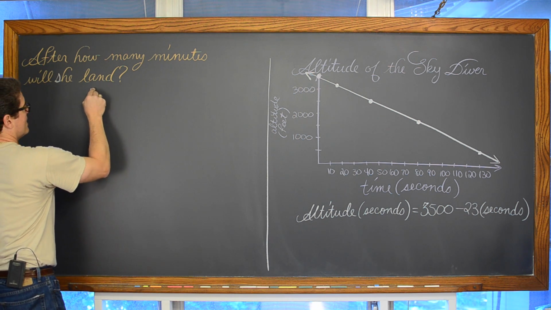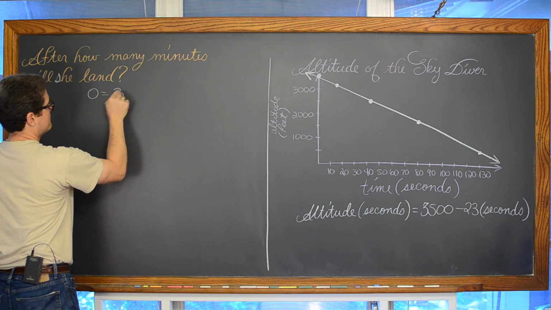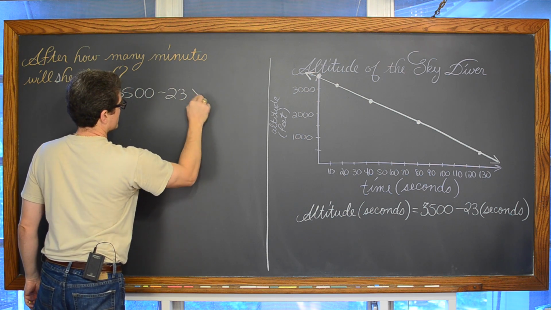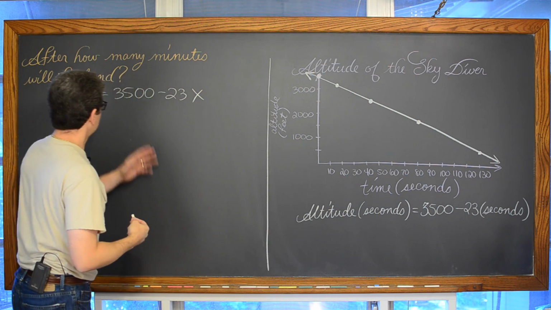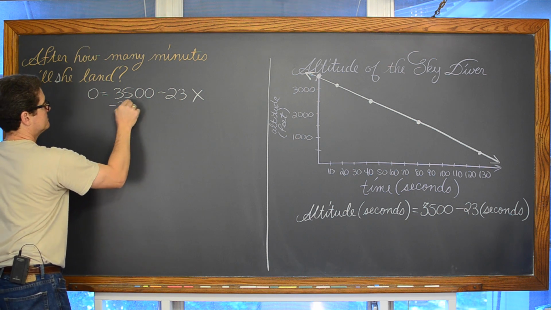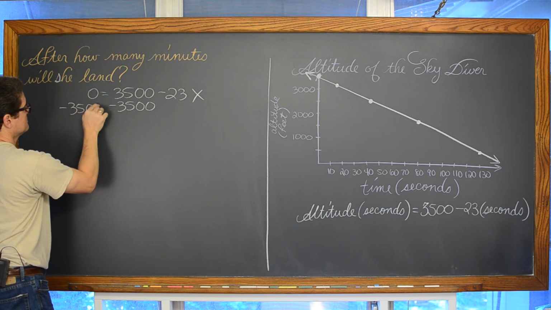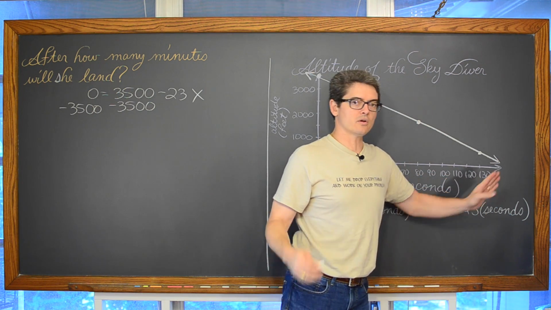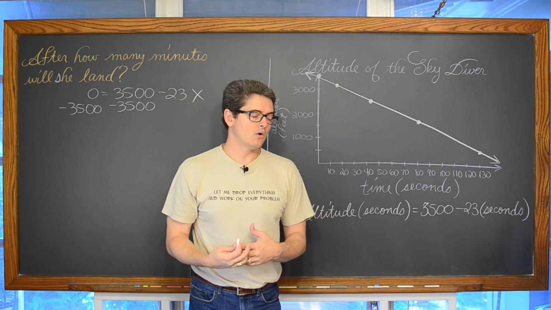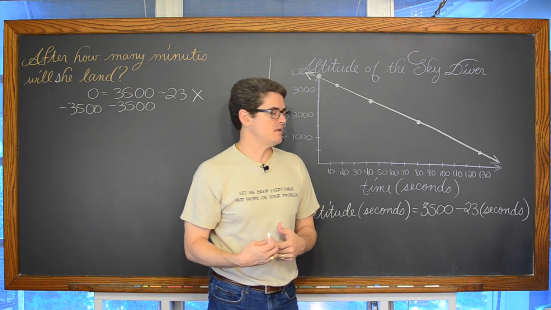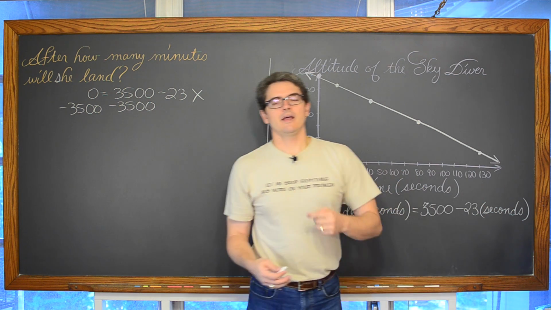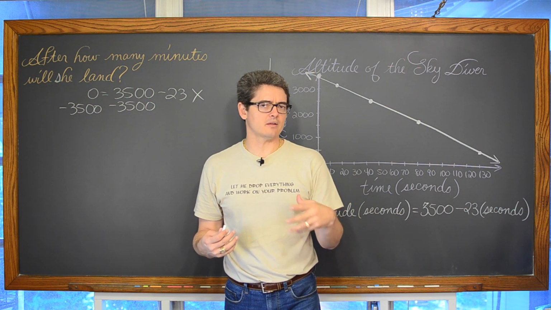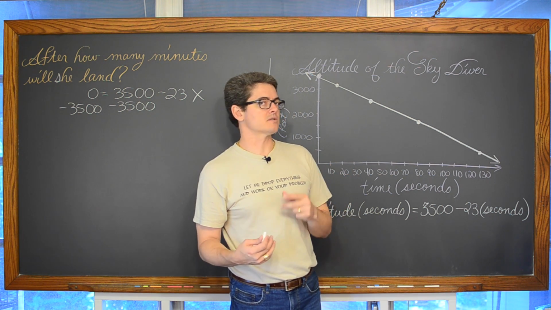So 0, her altitude when she lands, is going to be equal to 3,500 minus 23, and I'm going to put the x back in there for seconds. And we're going to subtract both sides by 3,500. I like to find my answers algebraically. You can graph this on a graphing calculator and go to second calc if it's an 83 or 84, or you can hit menu and analyze graph if you're using a TI-Nspire, and say that you want to find a 0 or a root. Zero, root, or solution, those are all x-intercepts.